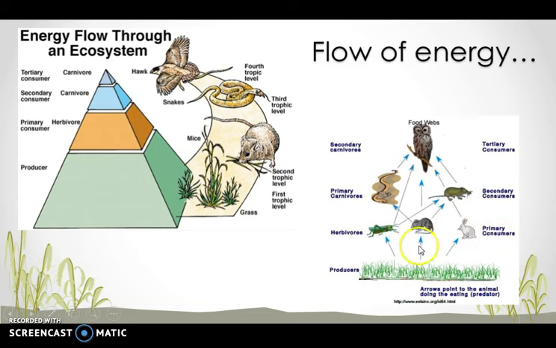And then those herbivores or primary consumers are consumed or eaten by the primary carnivores, also known as secondary consumers. And then finally we have the secondary carnivores that eat the primary carnivores, and they're called the tertiary consumers. And those are the top of the food chain.